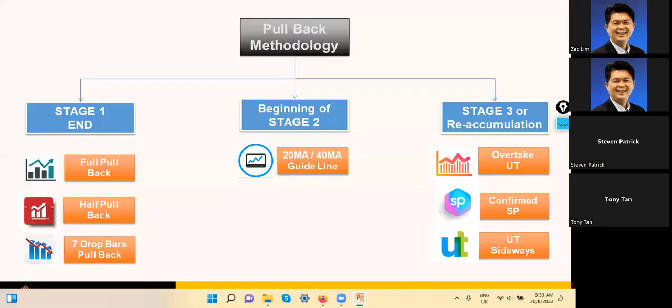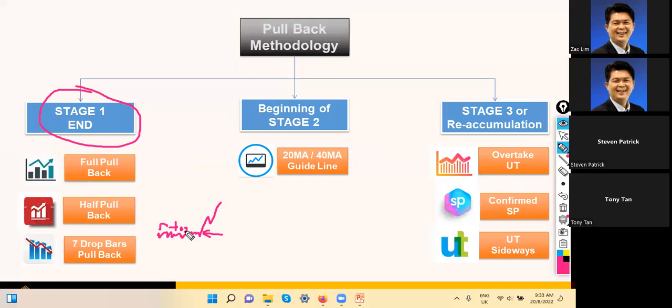Okay, so welcome all. Okay, so actually in pullback methodology, there will be a spread into 3 type of stage you can use. Okay, stage 1 means, as we know, in all market structure, you have an accumulation, then you can have a start markup. Okay, so this is what we call stage 1. Okay, so when all the accumulation already ends, then the structure is going to break up. Okay, so this is stage 1.